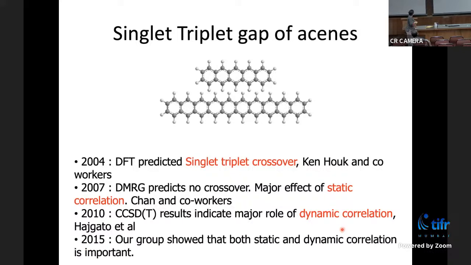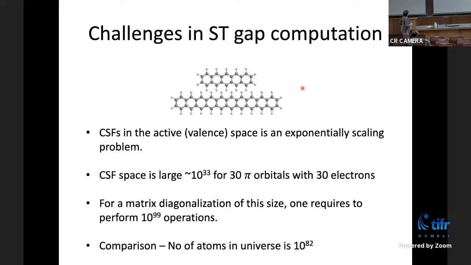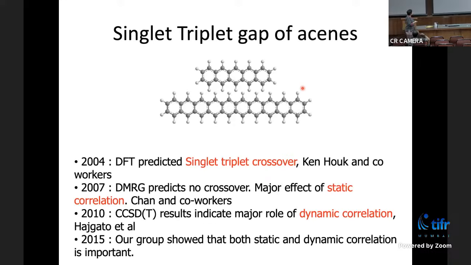And in 2015, our group showed that both static and dynamic correlation are important. So it seems like a pretty messy problem. And if we can really solve this exactly, or as exactly as possible, chances are we will be able to find out what really is going on with this system. Experimentally, the answer is known. Experimentally, only up to decacene is known. Up to there, there is no singlet triplet crossover.